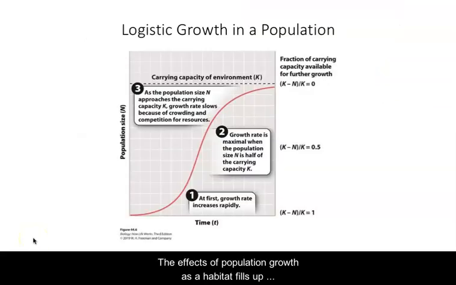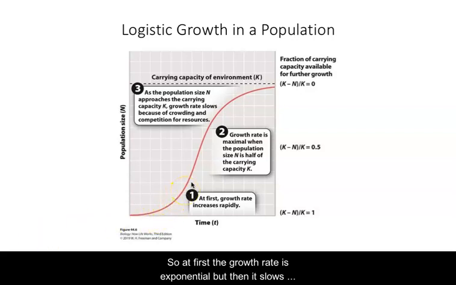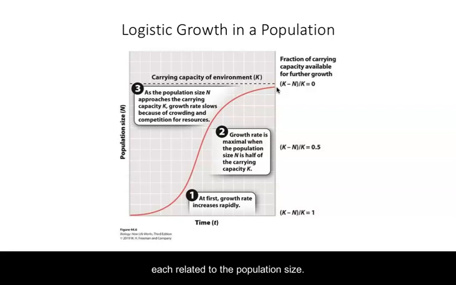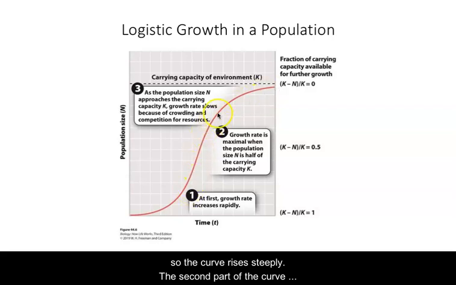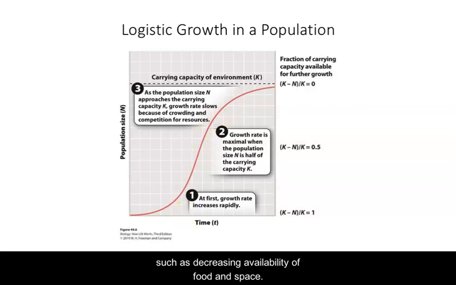The effects on population growth as a habitat fills up with individuals can be seen in this figure, which shows the logistic growth curve. At first, the growth rate is exponential, but then it slows down as the population size reaches its carrying capacity K. The logistic growth curve is S-shaped because it reflects two sets of processes, each related to the population size. At first, the growth reflects only the rate at which individuals can reproduce themselves, so the curve rises steeply. The second part of the curve up here starts to level off, and that reflects the onset of additional factors that become important above a certain population size, such as decreasing availability of food and space.